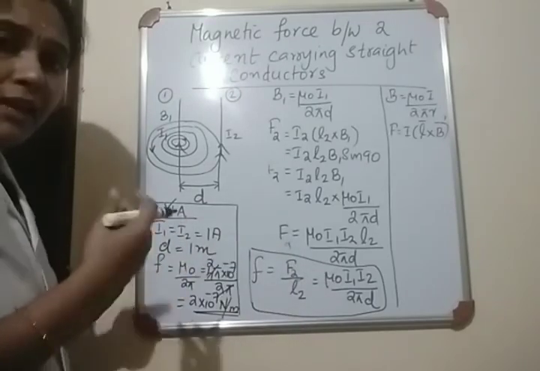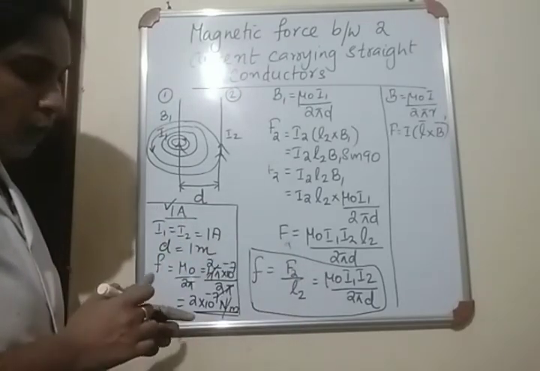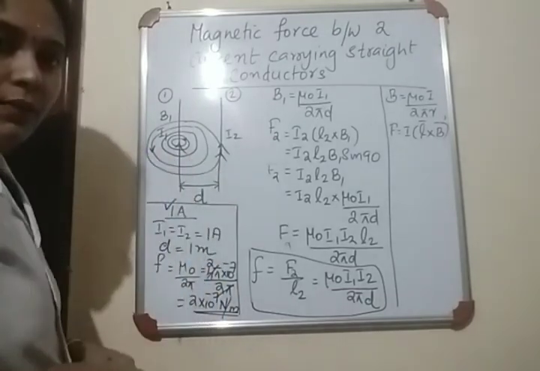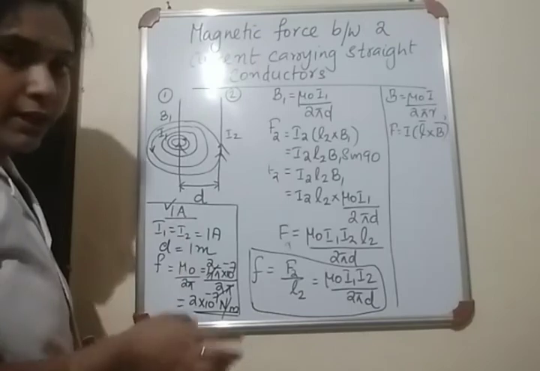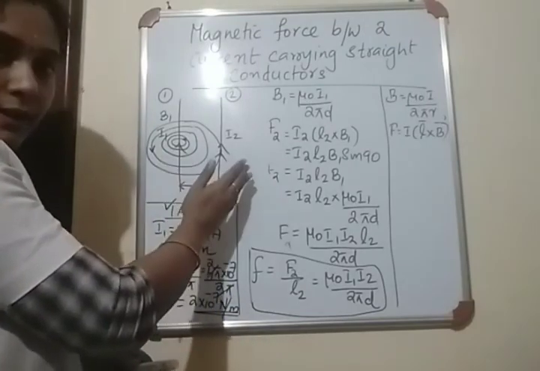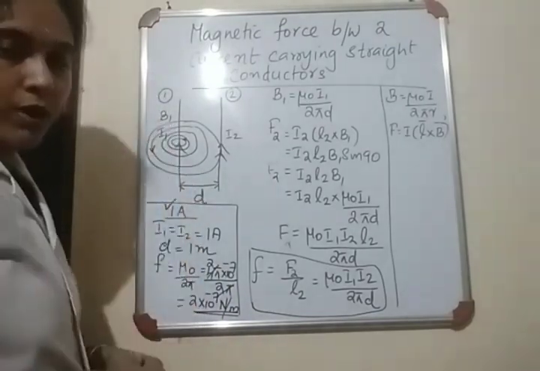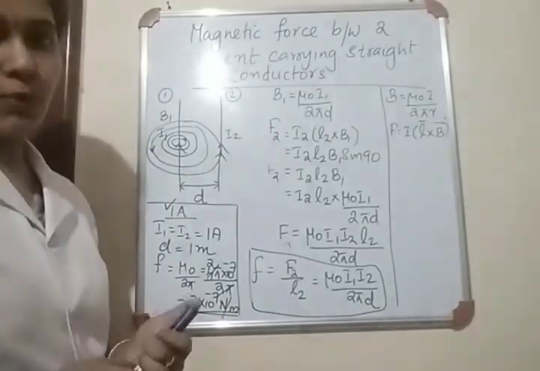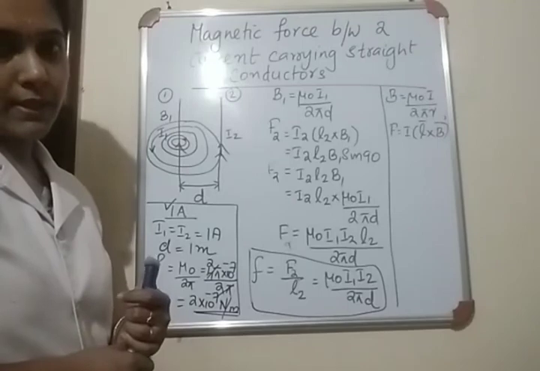And what is the nature of this force? Suppose here the currents are flowing in the same direction through both the conductors. Right? Through both the conductors, current is flowing upward. So the direction of current is same. So what will be the nature of force? Is it attractive or repulsive?